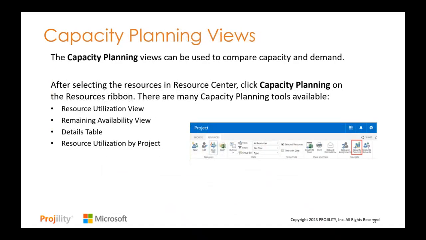So now we are going to focus on how to view and analyze that information that you did make and modify in your project schedules. So the first section of views is the capacity planning views. These are the out-of-the-box views of Project Online, and they are starting in the Resource Center. So you would choose the resources that you want to analyze, and then you would click on capacity planning, and we're going to take a look at 4 of these different views.